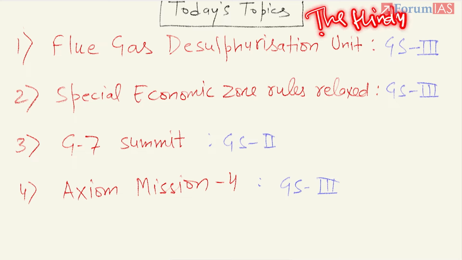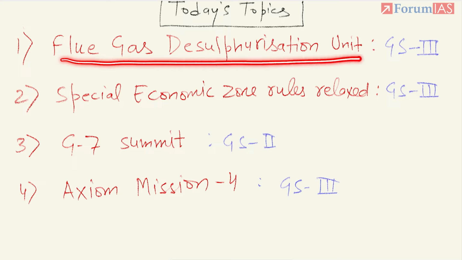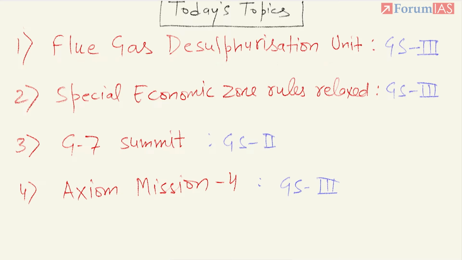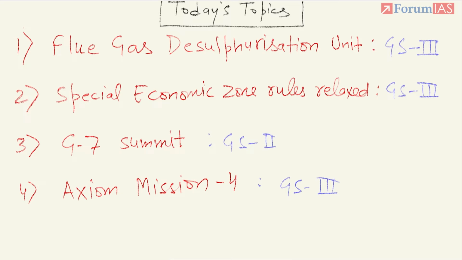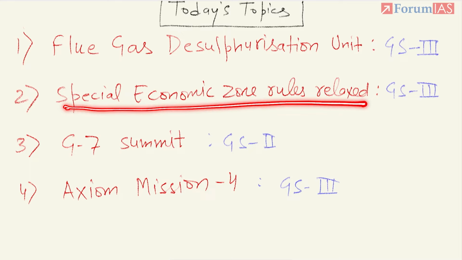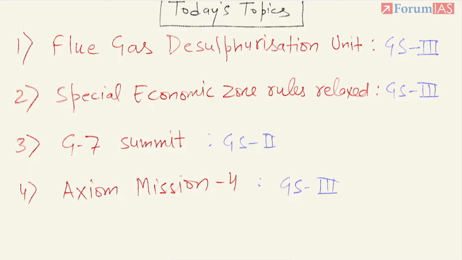The topics we are going to cover today are: first is flue gas desulfurization units. Recently, an expert committee under the principal scientific advisor has recommended to do away with flue gas desulfurization units in thermal power plants. It's a major setback for the environmental movement. Second, special economic zone rules are relaxed to promote investment in the semiconductor sector. Third is the G7 summit. Fourth is Axiom Mission 4. Okay, so let's start.